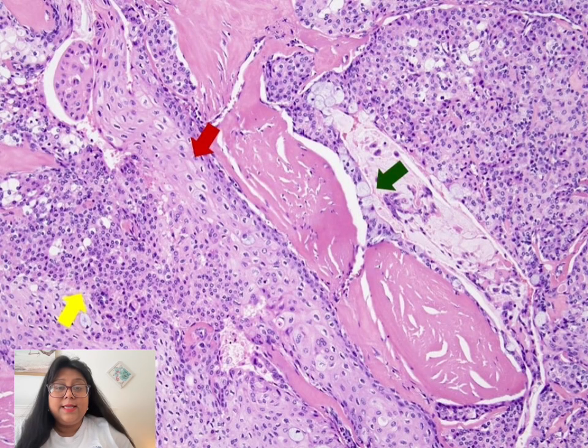Here you can see three types of cells in the slide. The green arrow depicts the mucinous cells, the red arrow depicts the epidermoid or the squamoid cells, and the yellow arrow depicts the intermediate cells. So this is a micrograph from mucoepidermoid carcinoma.